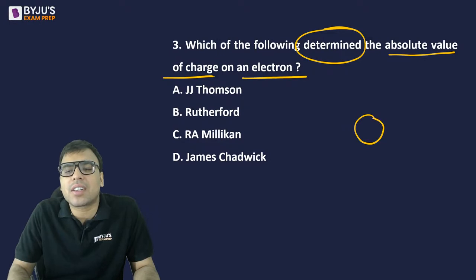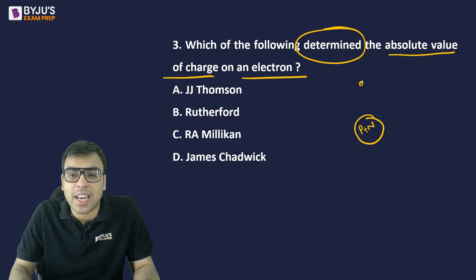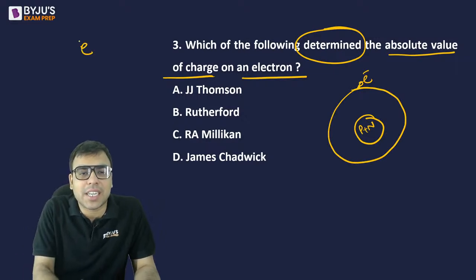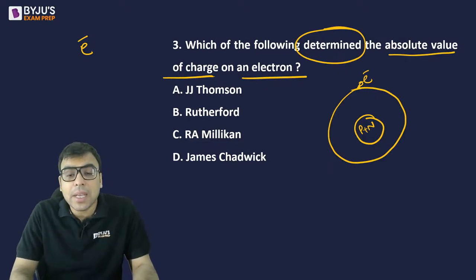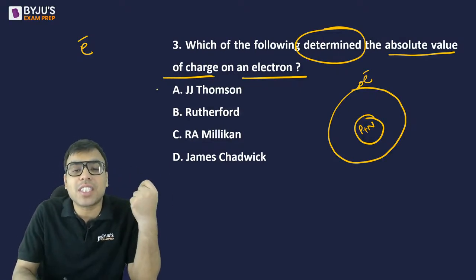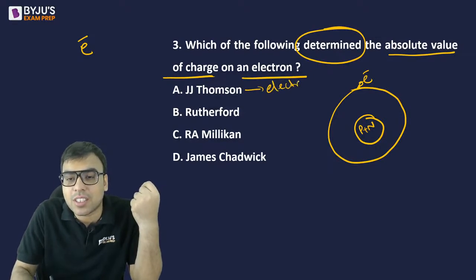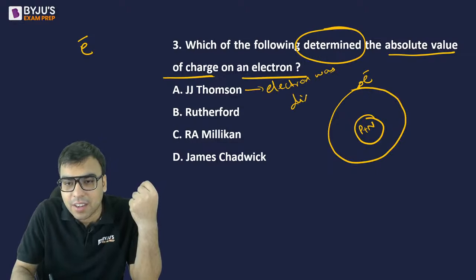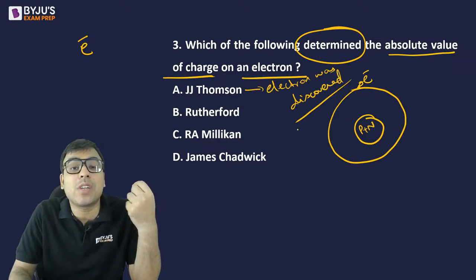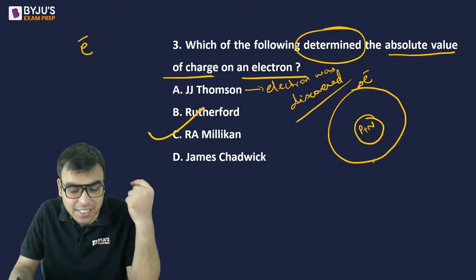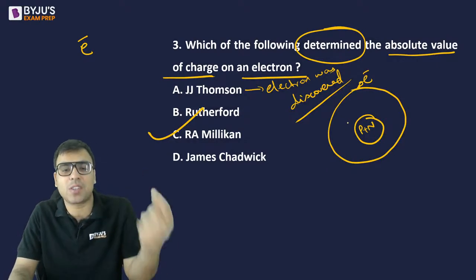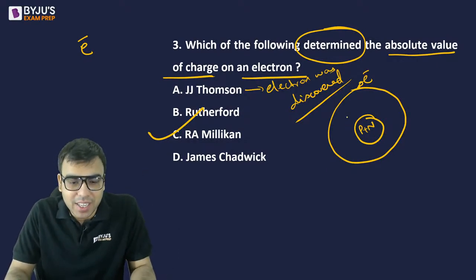I hope you are aware the atom is something like this. Proton and neutron are inside the nucleus, and the electron moves around it like this. The electron is represented like this, and it has a negative charge. Basically, the electron was discovered by J.J. Thomson. But I'm not talking about who discovered the electron, I'm asking who determined the charge on the electron. So the right answer is R.A. Millikan. C is the right answer. Yes, Amit Yadav, Swati, you all are right. Just have an idea about it.